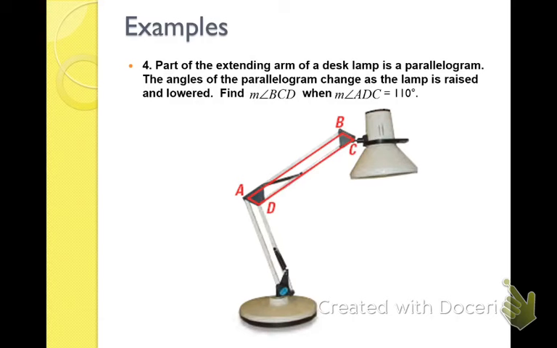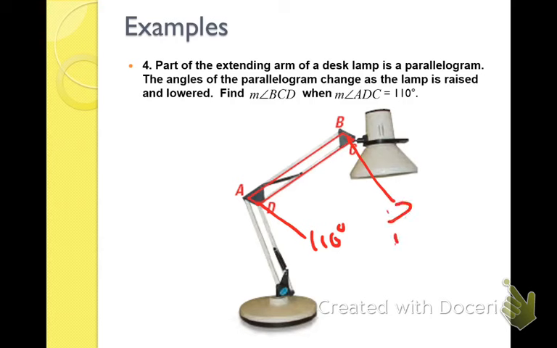Here's an application. Part of an extending arm of a desk lamp is a parallelogram. The angles of the parallelogram change as the lamp is raised and lowered. Find angle BCD when angle ADC equals 110. So this angle right here is 110. We have to find this angle. Make a question mark.